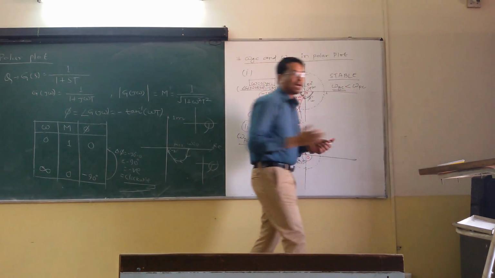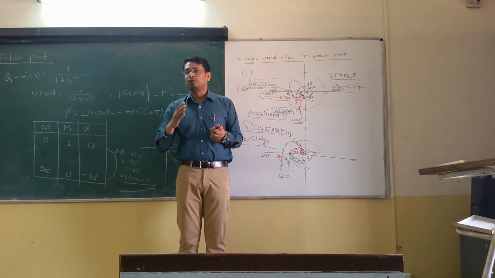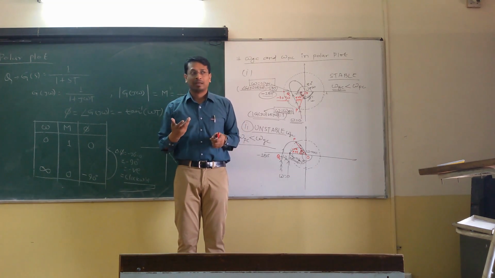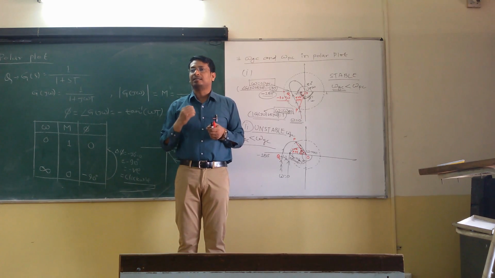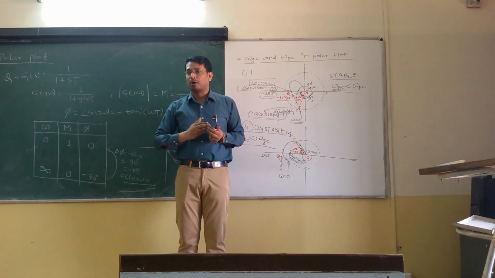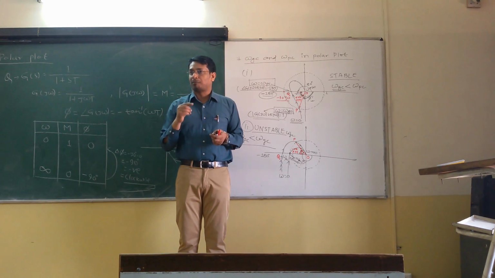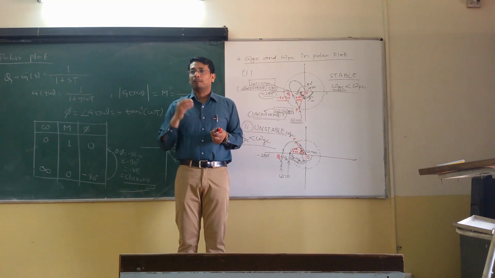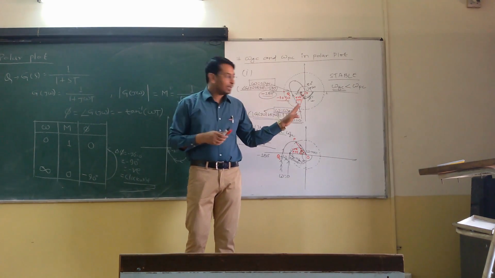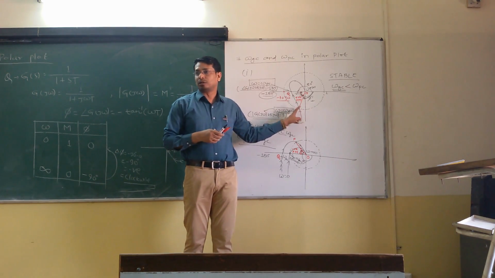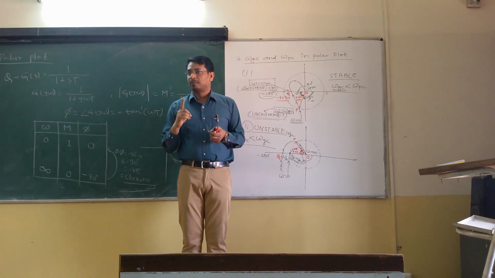Why? Because rather than tracing the circle of unit radius, I am going to define this concept in another way. I am going to say that if -1 plus J0 point is enclosed by your polar plot, your system will be unstable. If it will pass through -1 plus J0 point, it will be marginally stable, right? And if it is not going to enclose -1 plus J0 point, your system will be stable, correct?